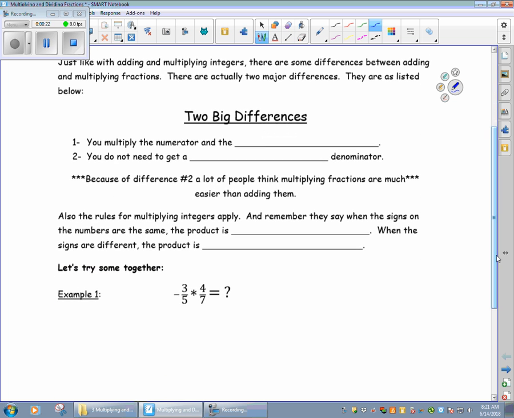The first one is you actually multiply the numerator and the denominator. So unlike yesterday, when we just added the tops, today we're going to be multiplying the tops and the bottoms together. And then the other big difference is you do not need to get a common denominator. And that's super big. Honestly, I think that makes this one a little bit easier. A lot of other people do as well. So we don't need to get a common denominator anymore.